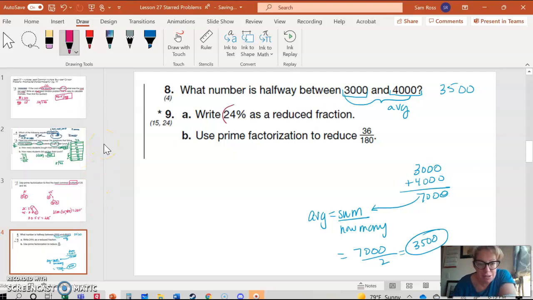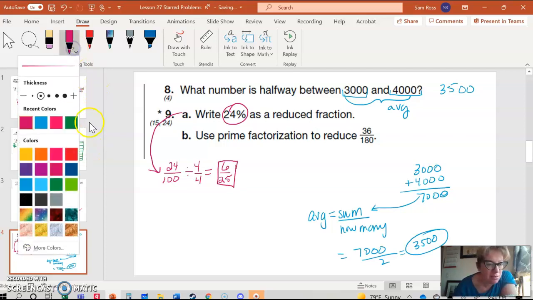New color. Okay, write 24% as a reduced fraction. So let's do that over here. 24% is 24 per 100. I know that 4 goes into both of them, so let's try that. 24 divided by 4 is 6. 100 divided by 4 is 25. And that's as far as that's going to go.